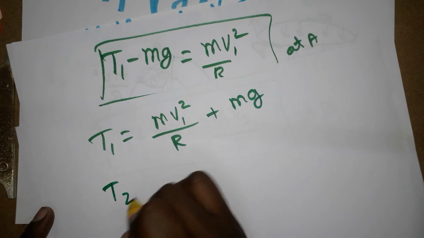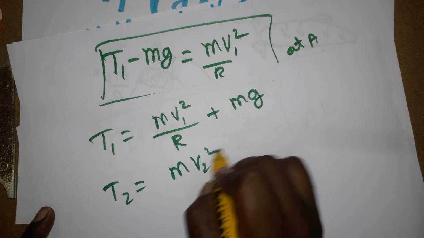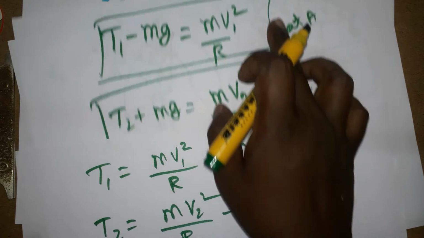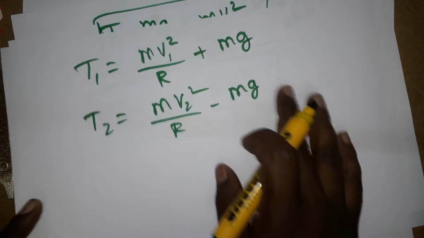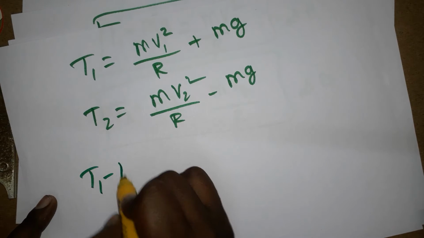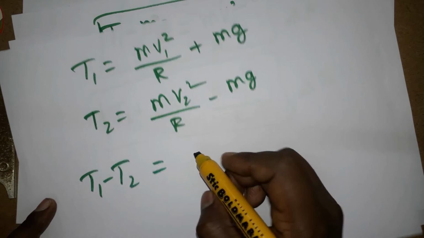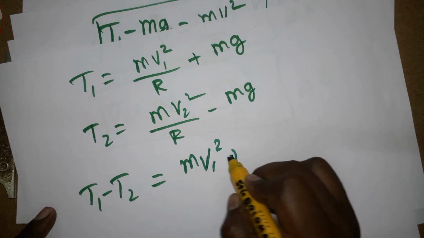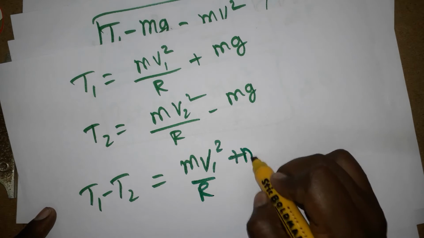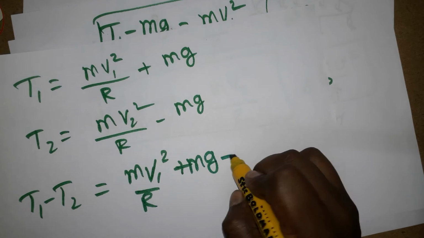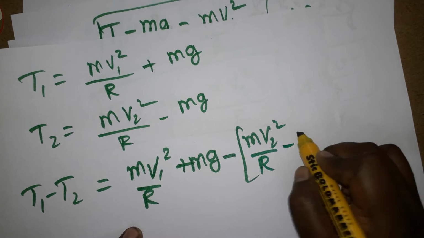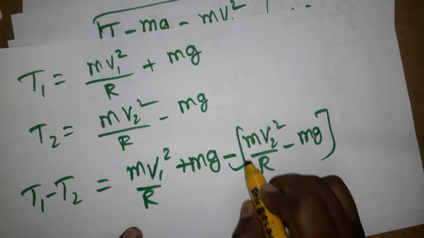If you want T2, it is equal to mv2 square divided by r minus mg. Because this you are bringing here, plus will come; this you are bringing, minus will come. So, the difference T1 minus T2 is equal to m v1 square divided by r plus mg, minus m v2 square divided by r minus mg. This minus I am taking inside.